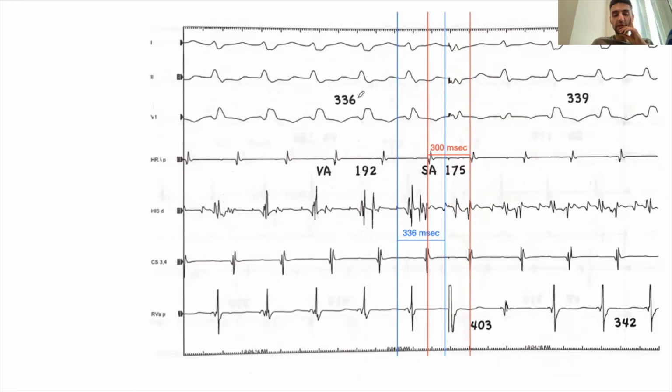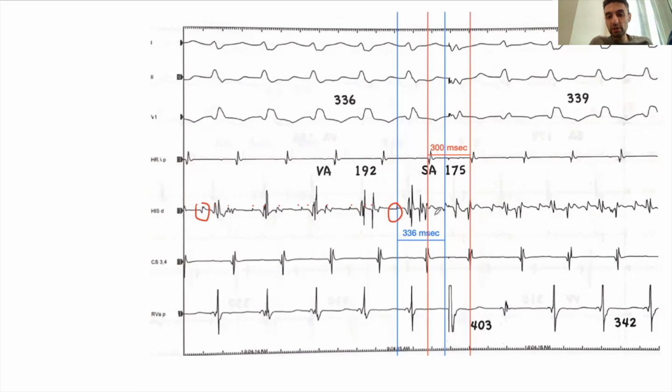The tachycardia cycle is 336. Okay, you don't have very nice H signals, but this is your H, V, A, H, V, A, H, V, A, H, V, A. The catheter is probably not super stable. Okay, and then there's your H here, VA, and then this is your H.